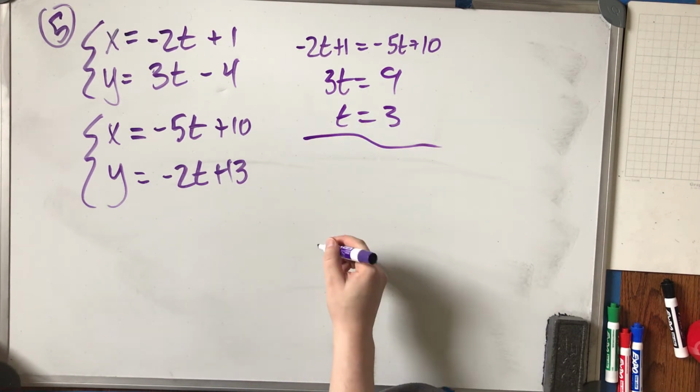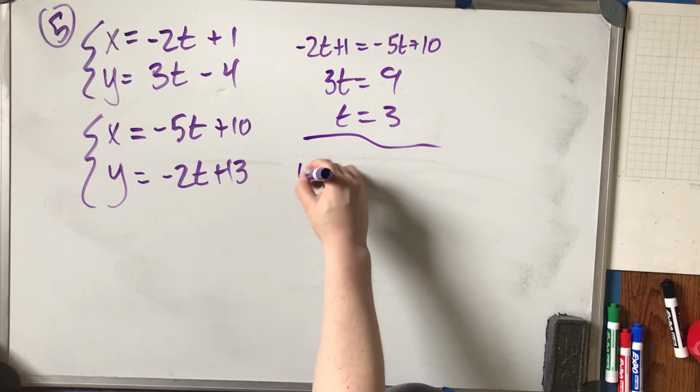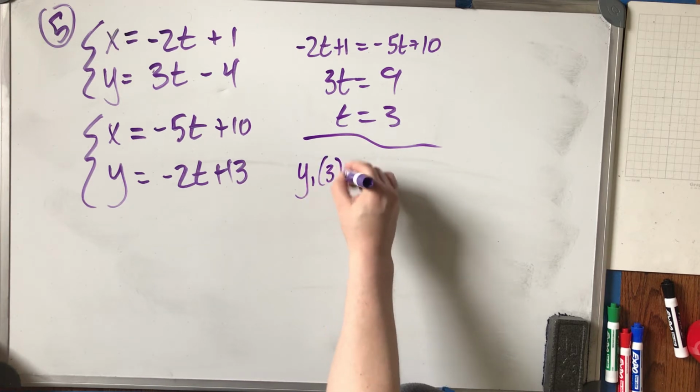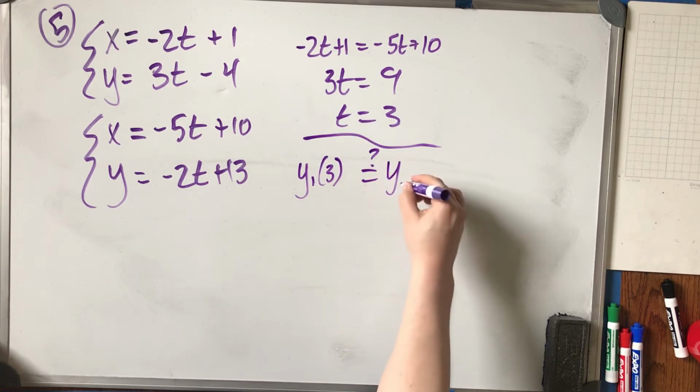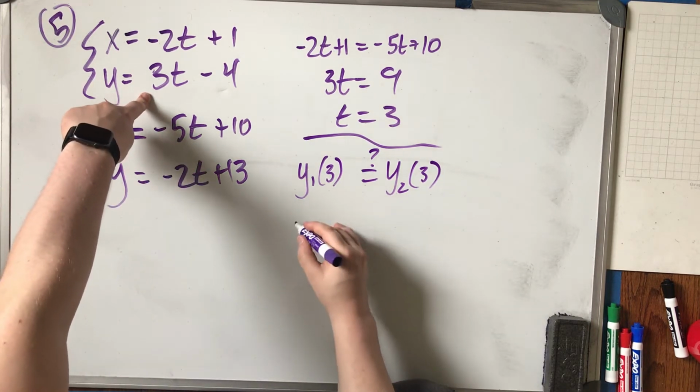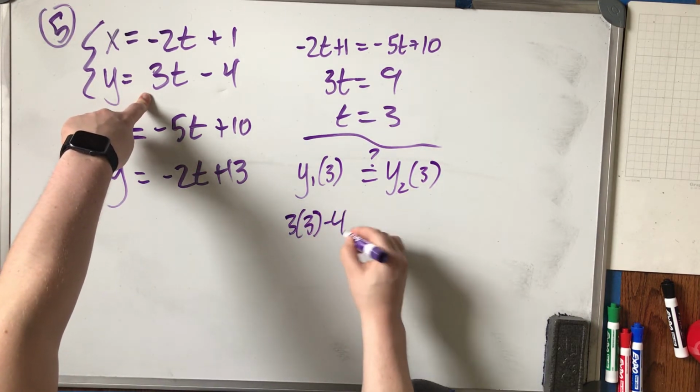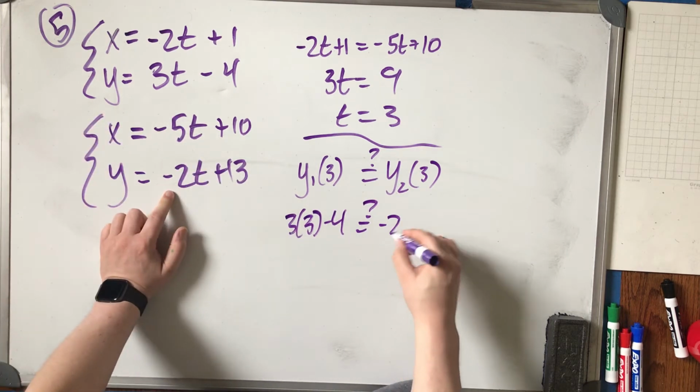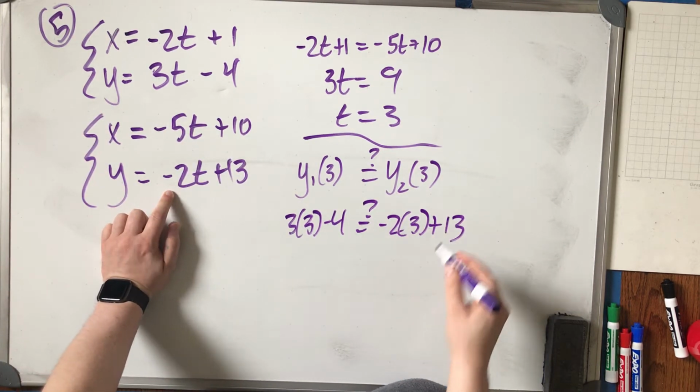What I need to do next is compare the two y values. Okay, so I'm going to do the y value of the first person at 3, and I want to know, does that equal the y value of the second person at 3? So up here, that's going to give me 3 times 3 minus 4, and I want to know, does that equal negative 2 times 3 plus 13?